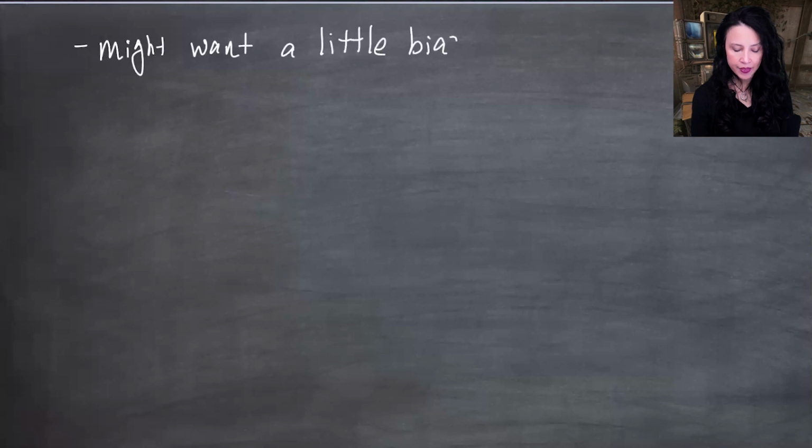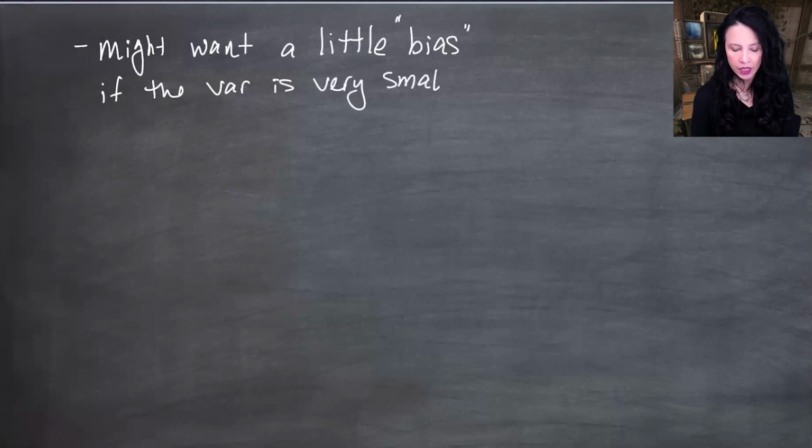Okay, so at the very end of the last lecture, I was talking about how you might want a little bias in your estimator, meaning it's not unbiased, if the variance is very small, which means that your estimator is very predictable. So forget this uniform. We're done with this example.